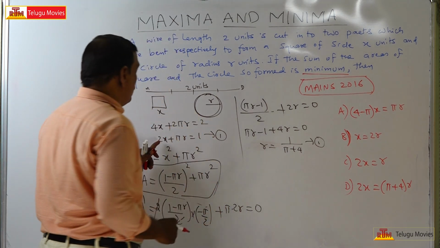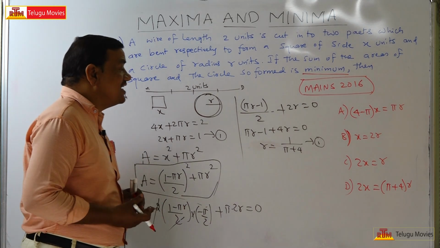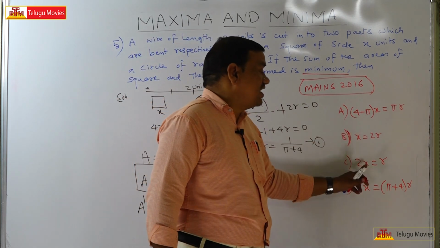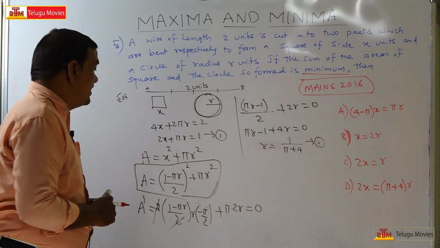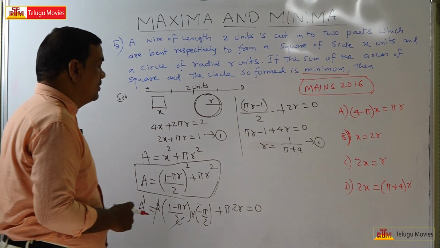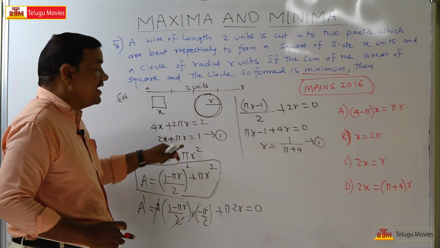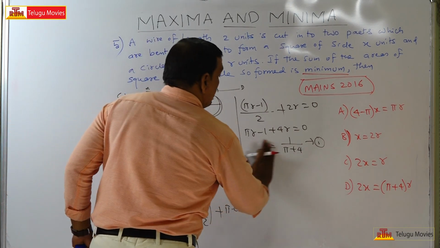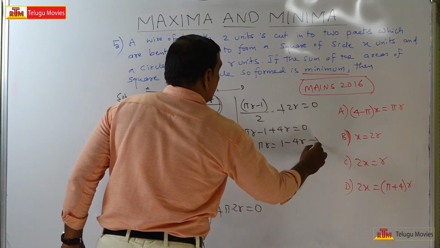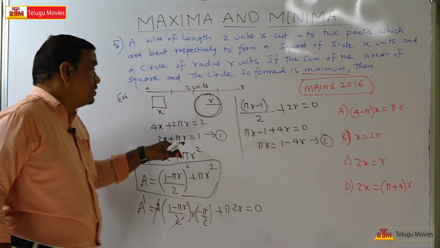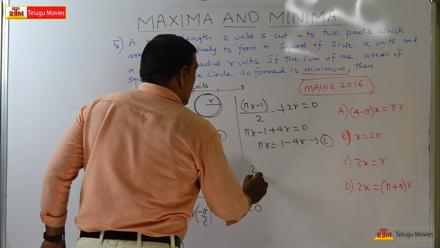So from this, what can we say? 2x plus pi r is equal to 1, no? We have to get a relation between x and r. Then how to get a relation? Very nice problem. Otherwise you take the pi r value, why? Because here pi r is there, no? Take the pi r value. So here pi r value is equal to how much? Pi r is equal to 1 minus 4r, you call it as the second one. So substitute the pi r value here, what happens?